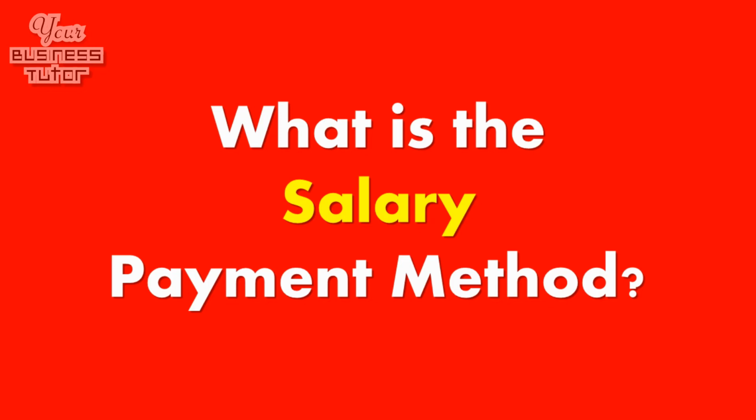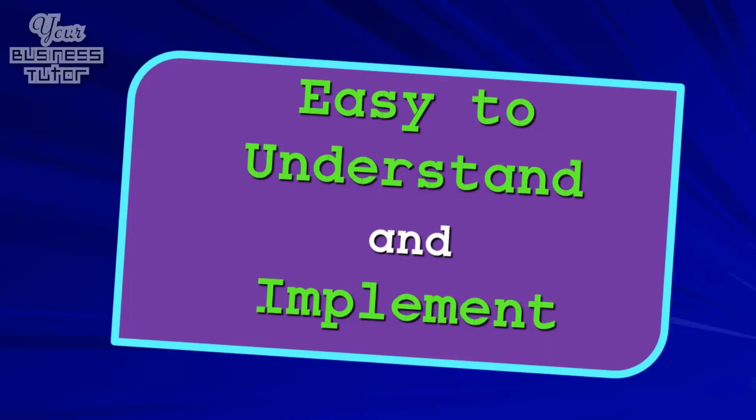Okay, let's now move on to our last payment system and ask, what is a salary? Salary is a payment method where employees are paid a fixed amount every month. For example, a business may agree to pay an employee £1,000 per month based on an annual salary of £12,000. As can be seen, the salary payment method is incredibly easy to understand and implement, as all it involves is taking an employee's annual salary, dividing it by 12 and then paying that amount monthly to the employee.